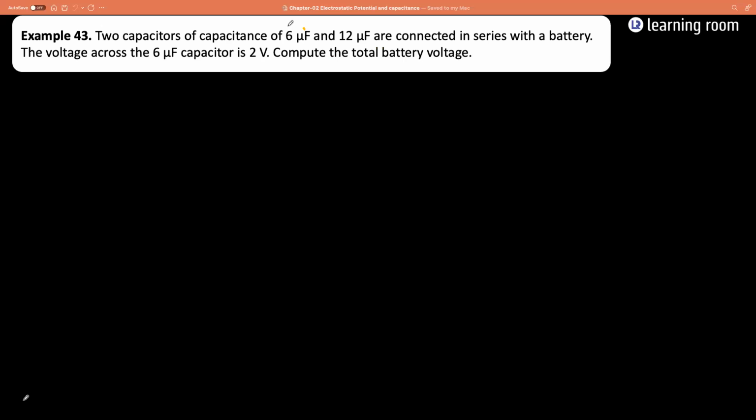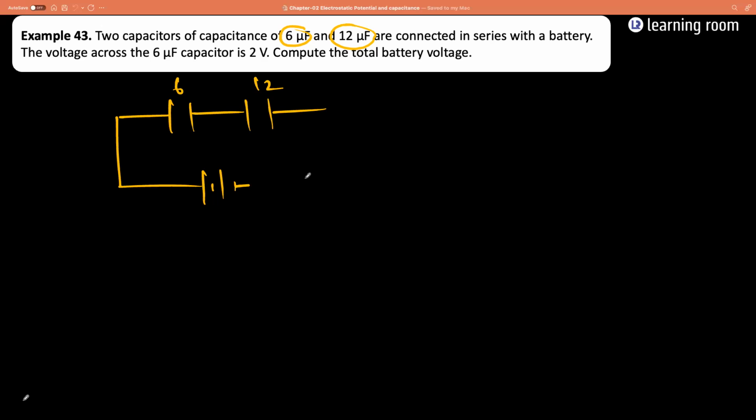So let's say there are two capacitors of capacitance 6 and 12 microfarad which are connected in series with a battery. The voltage across the 6 microfarad capacitor is 2 volt. Compute the total battery voltage. How to do this? So 6 microfarad, 12, both are in microfarad. They are connected across the battery. Tell me.